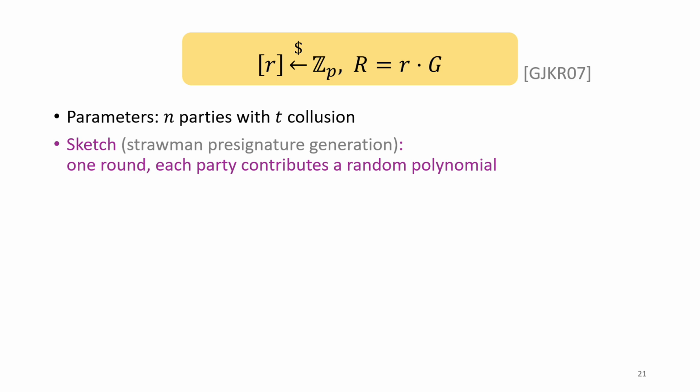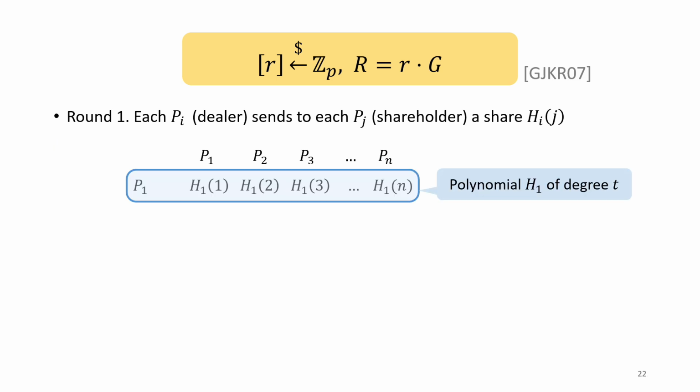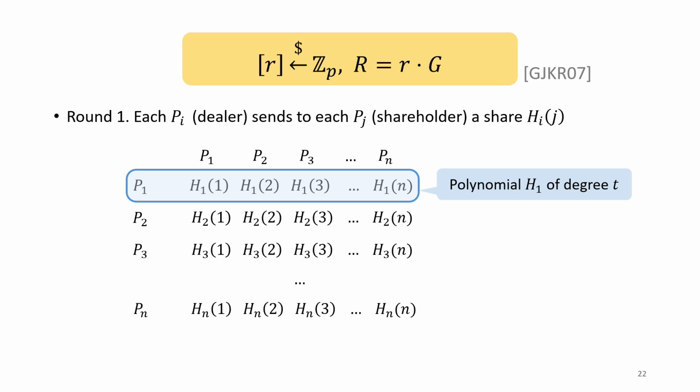So I'll first describe a strawman that outputs a single pre-signature and then extend the strawman to output many pre-signatures. So the sketch here is just 1 round, very simple. Each party contributes a random polynomial to the randomness little r. To specify, each party acts as a secret sharing dealer, chooses a random polynomial of degree t, and then sends the shares to all the other parties. So every party does the same.